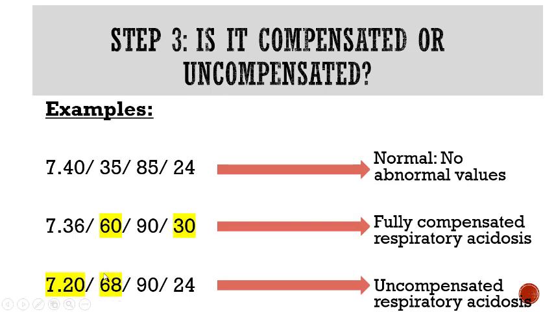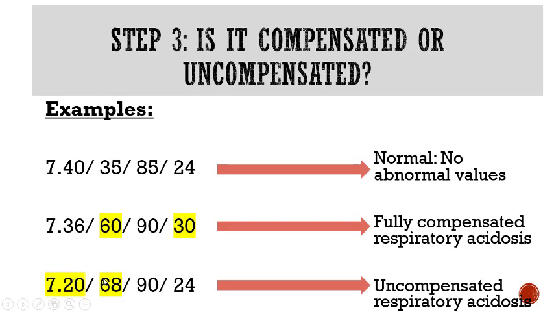You have a CO2 of 68, which is a high acid. We're not going to worry about oxygen for right now. And you have a normal bicarb. So this would be considered an uncompensated respiratory acidosis. So the difference being, here you've got a crappy CO2. Here you've got a crappy CO2. You've got a high acid, high acid.